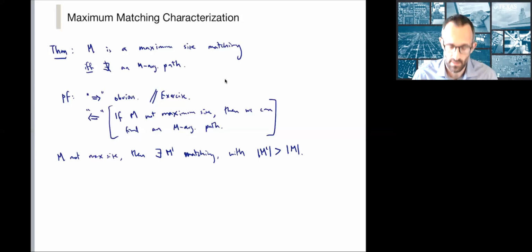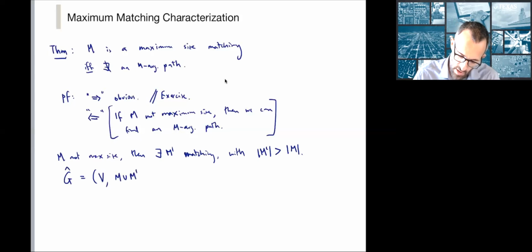All right, so now let's make a graph. Let G hat be the graph with the same vertices, V, as the original graph, and edges, all the edges that are either in M or M dash. Now note that M and M dash are allowed to have common edges. There's nothing forbidding that. Okay, so let's think about what G hat is. G hat, its edges are a union of matchings.